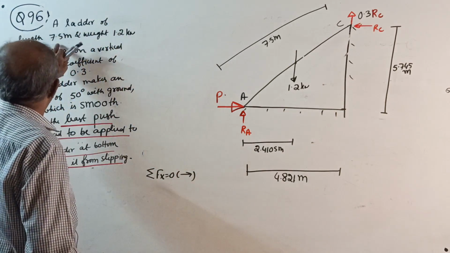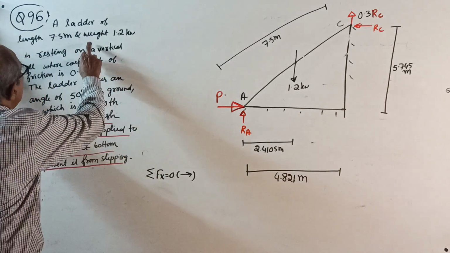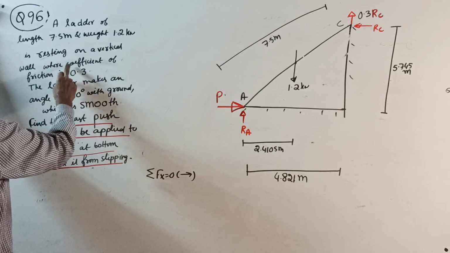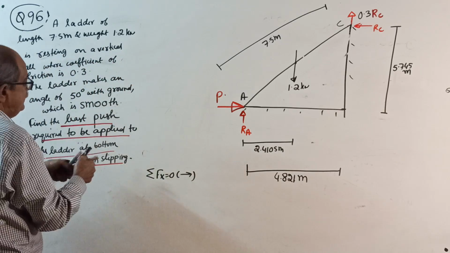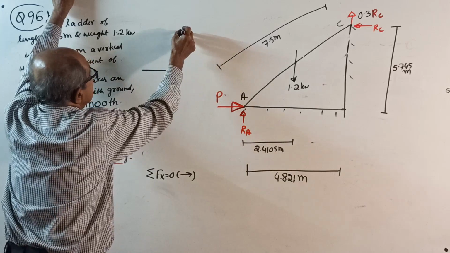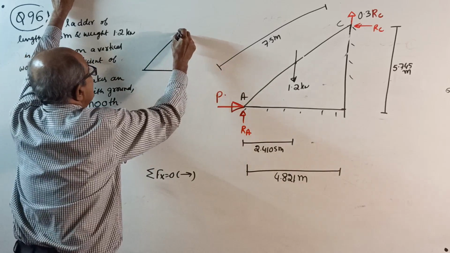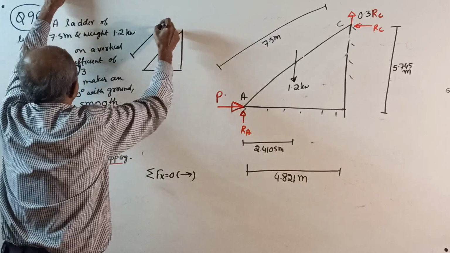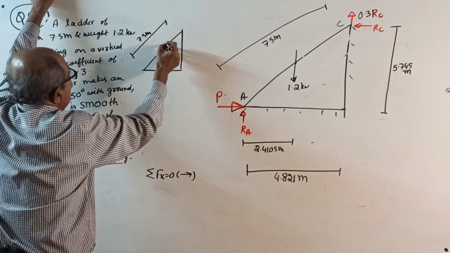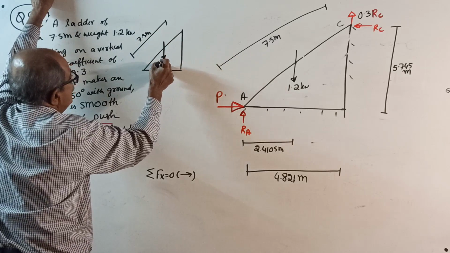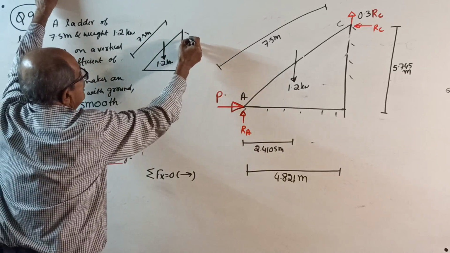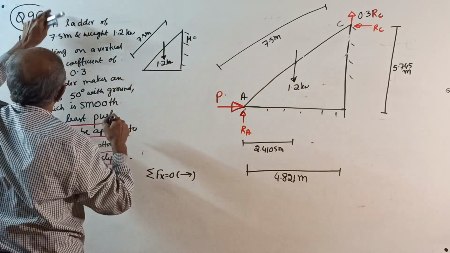A ladder of length 7.5 meter and weight 1.2 kilonewton is resting on a vertical wall where the coefficient of friction is 0.3. So when you prepare the sketch, you have to make a note here. Preliminary part: this is the ladder, length of ladder is 7.5 meter. This all I will not explain. And weight at center is 1.2 kilonewton, and they told this coefficient mu is how much?